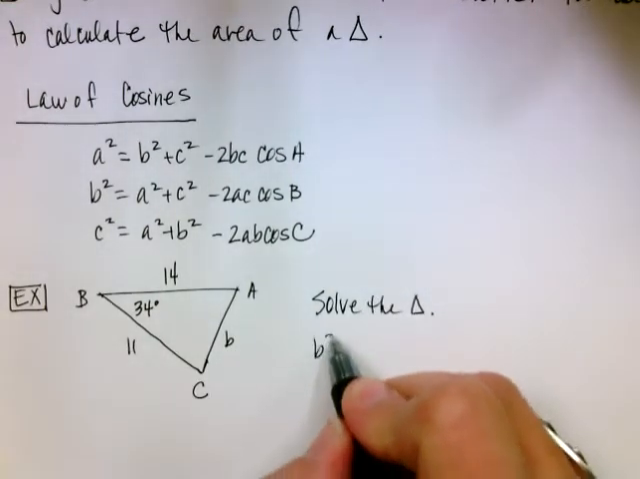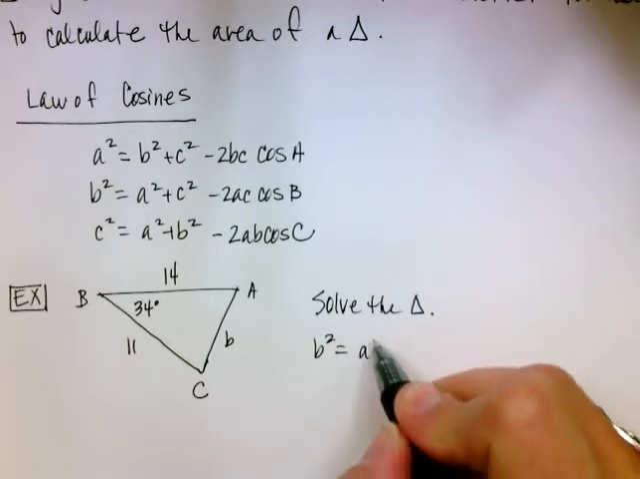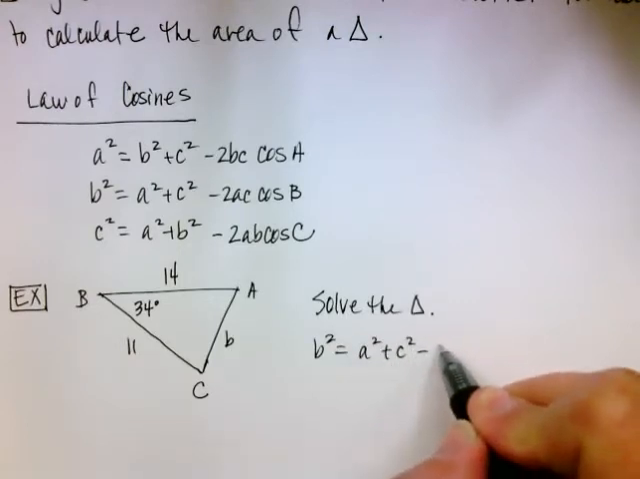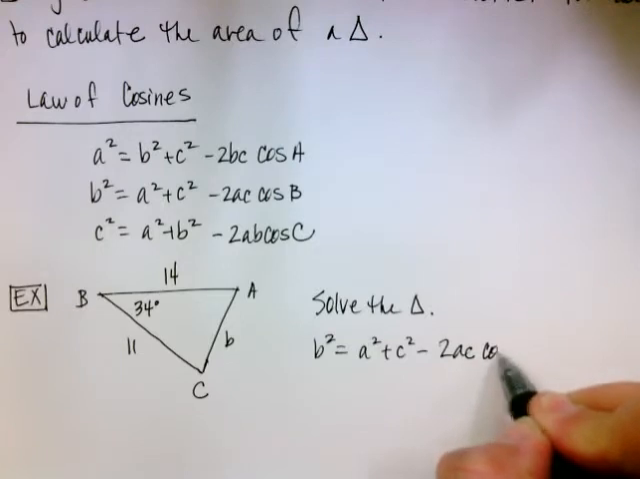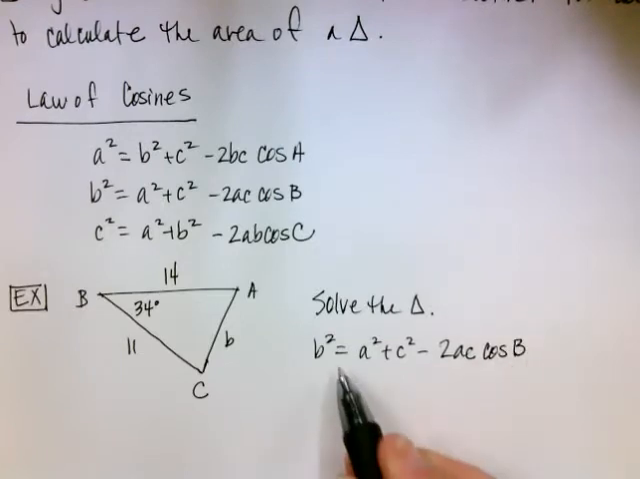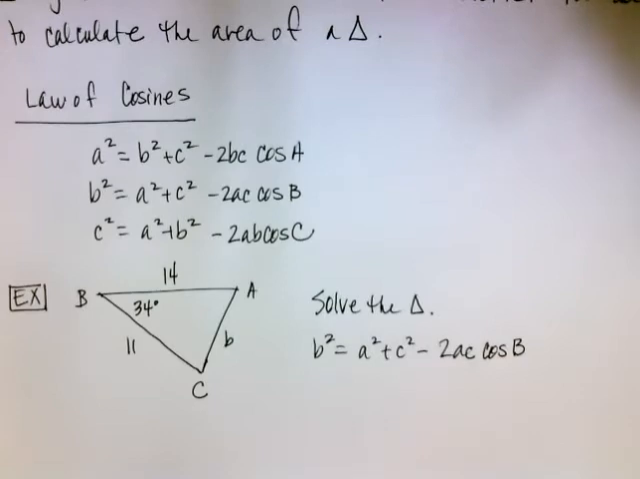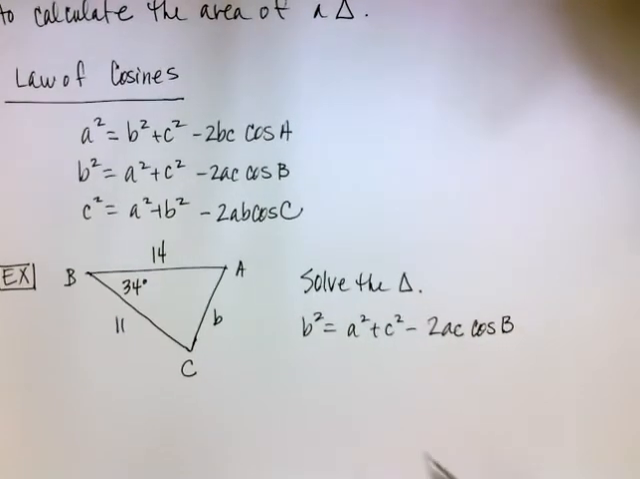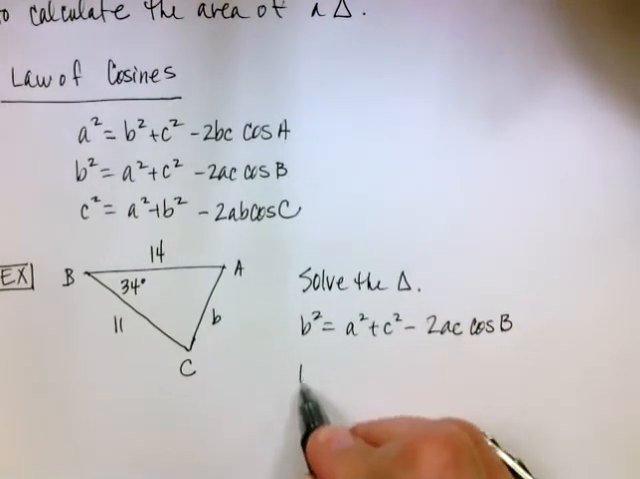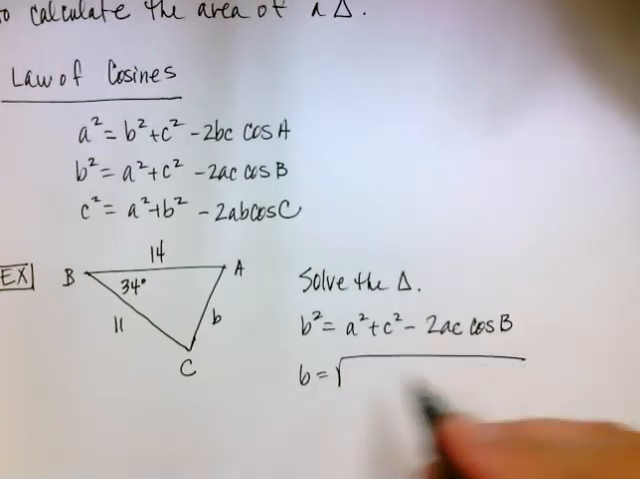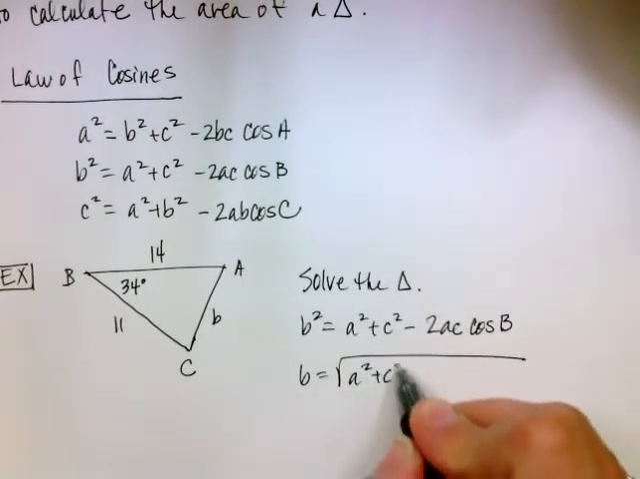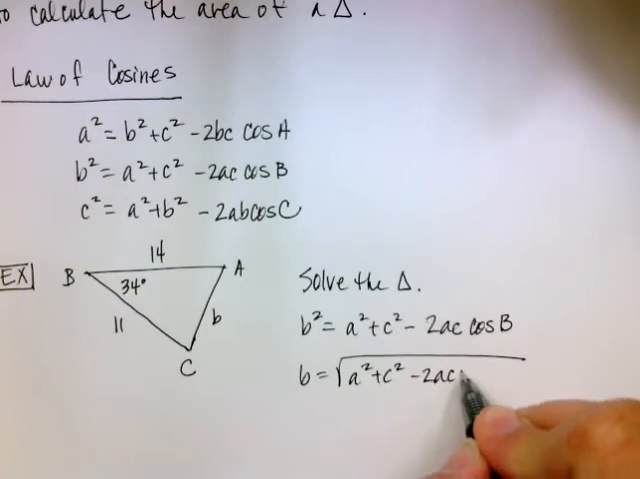I'm going to use the formula b squared is equal to a squared plus c squared minus 2ac cosine B. It's always a good idea with the law of cosines formulas to solve for what you need first before you substitute in numbers, because it's really easy to make mistakes. So if I need to find b, I'm going to take the square root of a squared plus c squared minus 2ac cosine B.